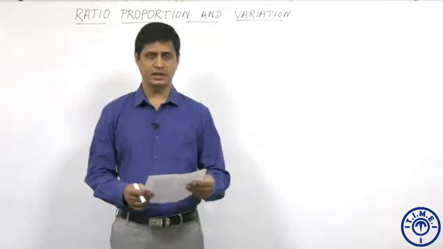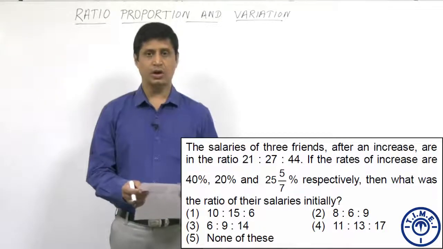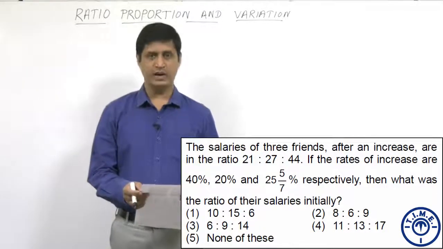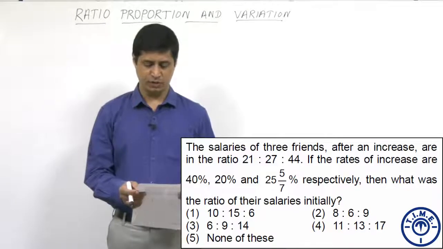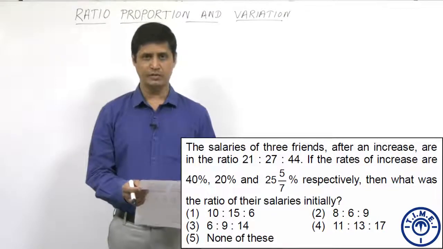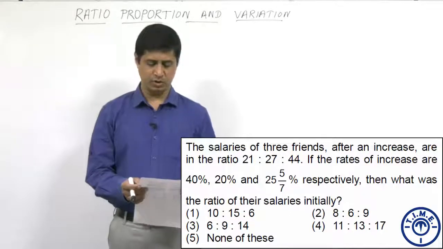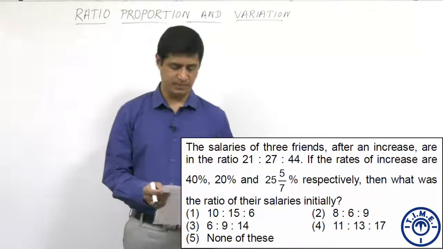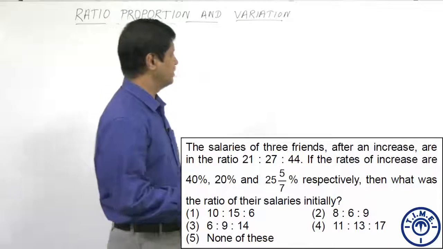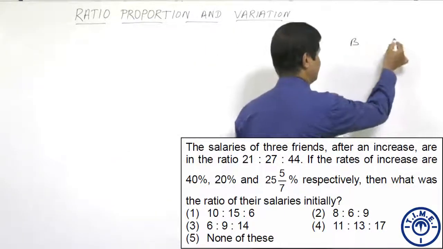Now look at the next question. The salaries of the three friends after an increase are in the ratio 21 : 27 : 44. If the rates of increase are 40%, 20% and 25 5/7% respectively, then what was the ratio of their salaries initially?